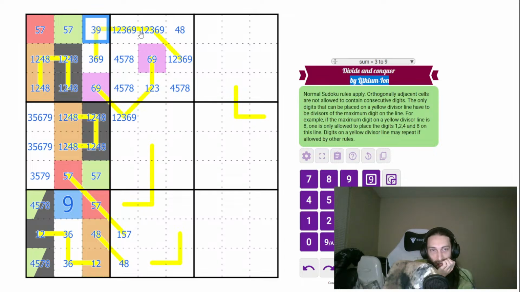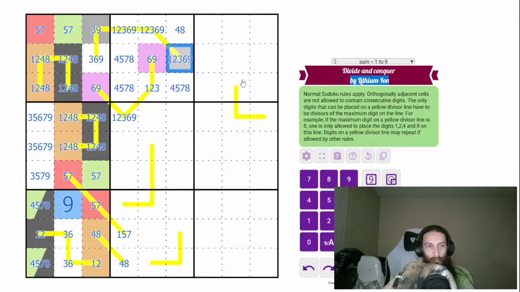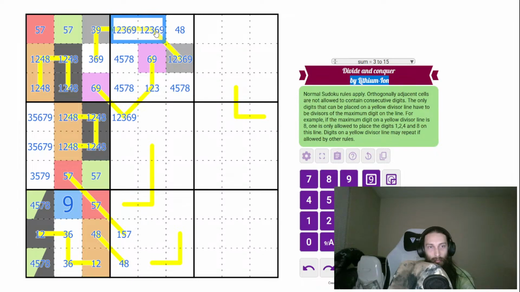If this was a 9, then this is a 9. Otherwise, if this is a 3, that's a 3. So these two are the same. If I have 1, 3, 9, then I'd have to put a 1 as one of those two. Now that it's not this.